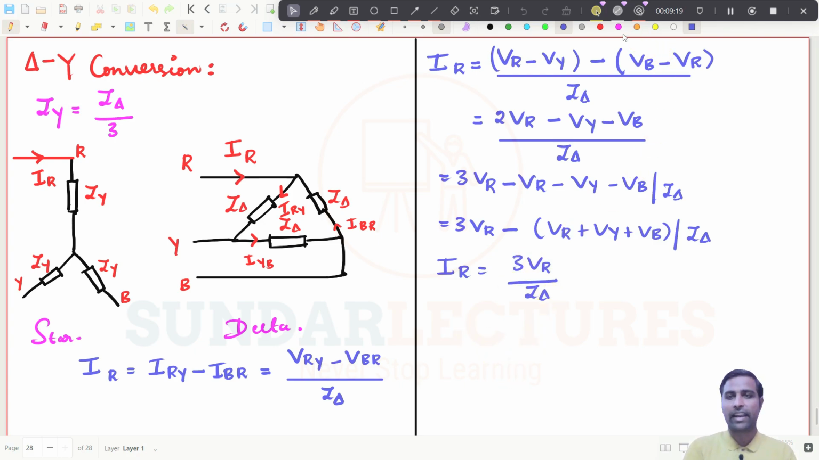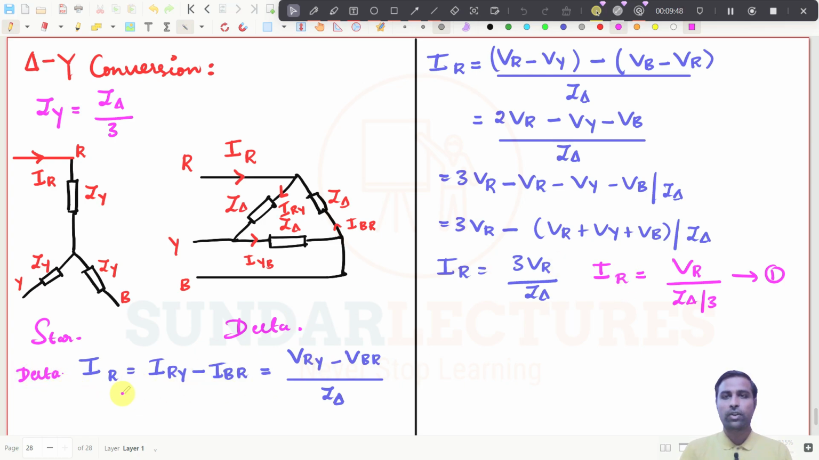Or in another way, I can write I_R equal to V_R divided by (Z_delta divided by 3). Right, like this. I will take this as equation 1. Now I will write the expression for the star connection. This is what I have written for delta.